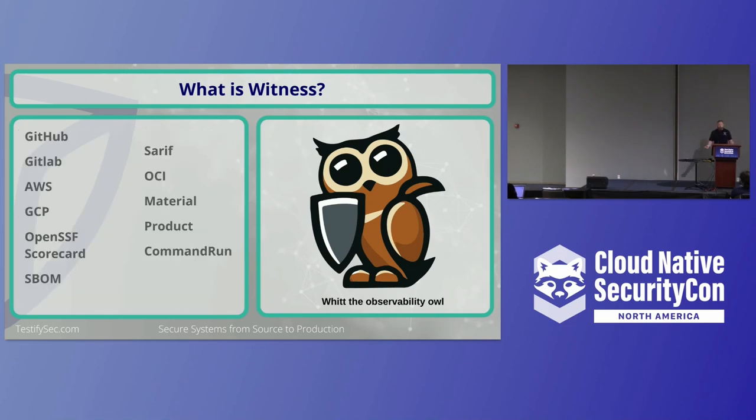So what does it support? Well, what Witness does is allow you to make these attestors to pretty much do whatever you want. They're just little pieces of code that describe information about a system. Currently, we have attestors for GitHub. There's currently a PR for that. GitLab, AWS, GCP, OpenSSF Scorecard, SBOM through the open SPDX generator, SARIF, OCI, so you can bind it to actual container images, and then materials, what went into that build, product, what came out of that build, and then command run, how that build happened. And that command run is what we're going to be focusing on today.